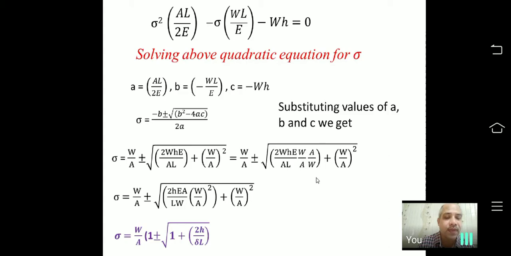In the same way we have this equation: W by A times 1 plus minus root of 1 plus 2h upon delta L. So we have these three equations. First, we have sigma gradual equal to P by A. Second, we have sigma sudden equal to 2P by A, or 2 times sigma gradual. And third, we have W by A times 1 plus minus root of 1 plus 2h upon delta L. And by using these equations we have to solve the problems.